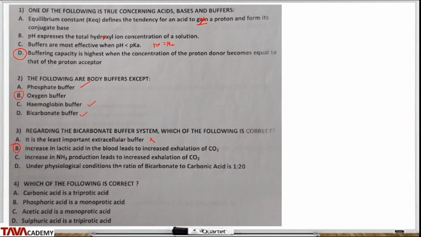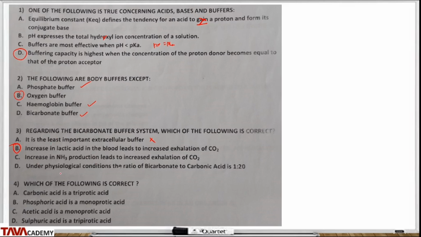Another option says increase in ammonium, or ammonia rather, production leads to increased exhalation of CO2. That's wrong. It will not lead to exhalation of CO2. Another says under physiological conditions, the ratio of bicarbonate to carbonic acid is 1 to 20. It's actually the reverse case here. So this is actually wrong. So option B is correct.